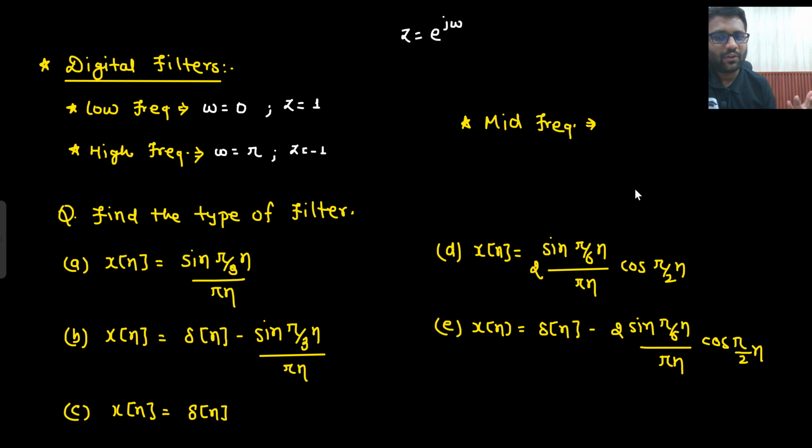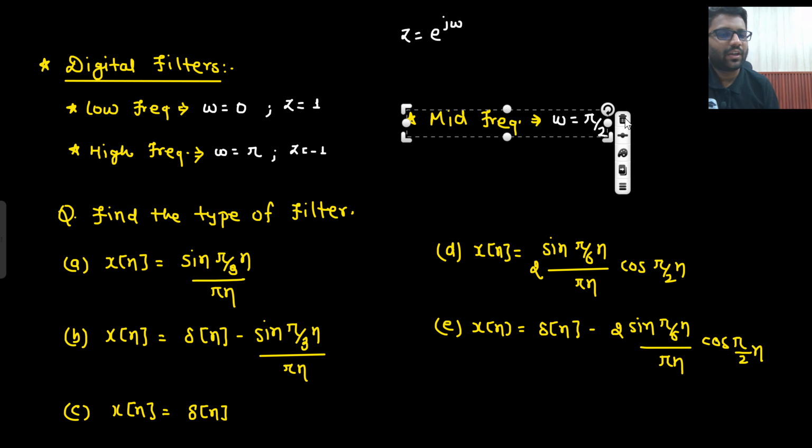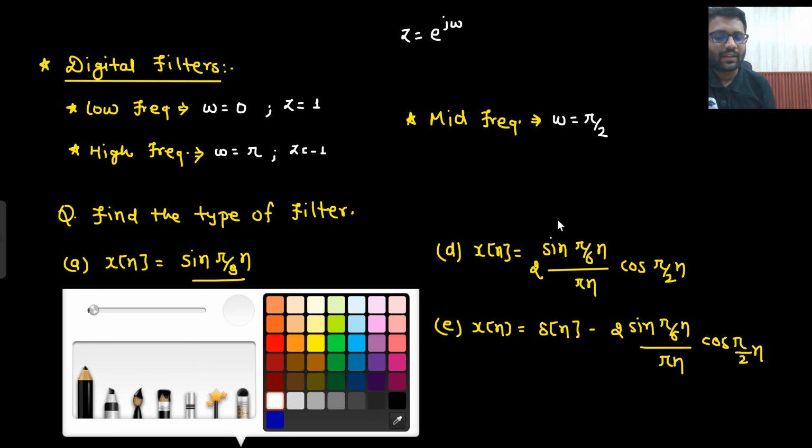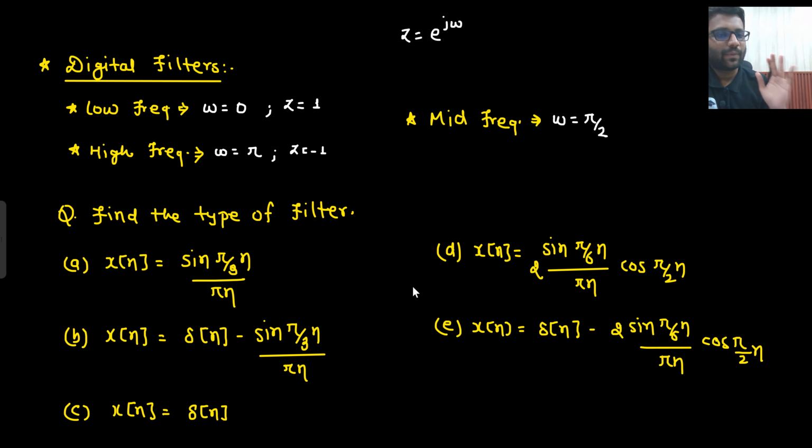And if I talk about mid frequency, you can put omega equals pi by 2. Any day, if you feel that, sir, I need to talk at mid frequency as well, what will you do? You will put omega equals pi by 2. It will be rarely used, but if you want to talk about mid frequency, then you can put omega equals pi by 2. And what will be the value of z at pi by 2? That would be j. So the value of z would be j. So any day in any question, if you need to talk about mid frequency, you will put omega equals pi by 2.